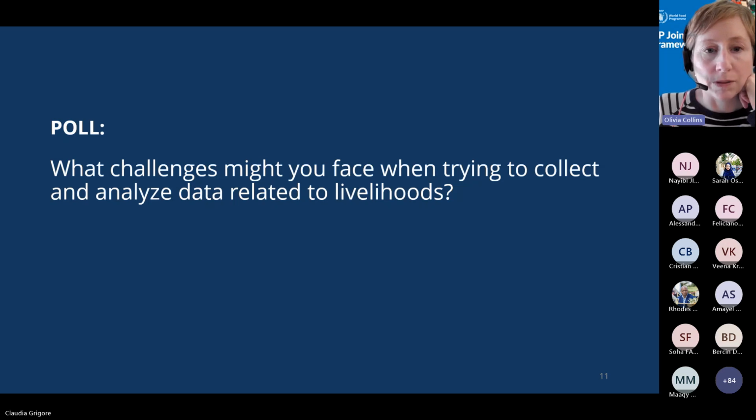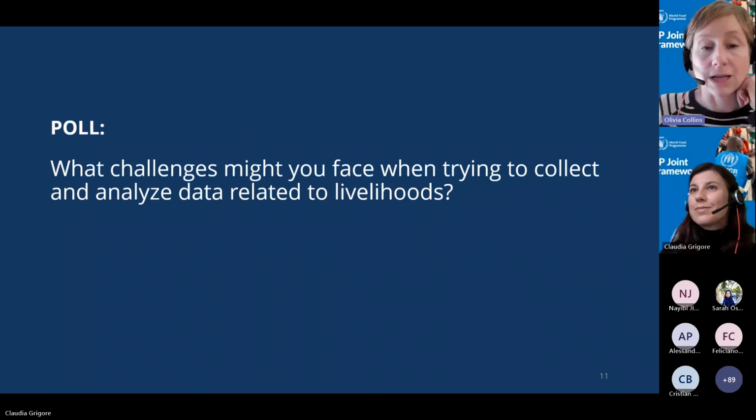But I'm seeing the two top challenges are ensuring data is collected in a standard way and comparable, and finding existing secondary data reports that are relevant. Those are the two top challenges coming up. And the next challenge, questionnaires always get too long. Yeah, okay. Thank you, everyone.